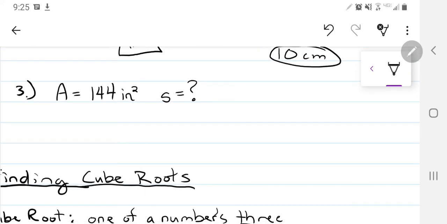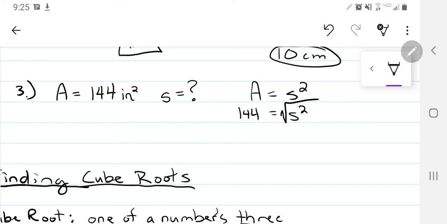All right, try this one. Pause it. Try it yourself. And then unpause and see how you did. All right, we're back. Write this formula. Replace the A with the 144. And we're going to try to find that s.